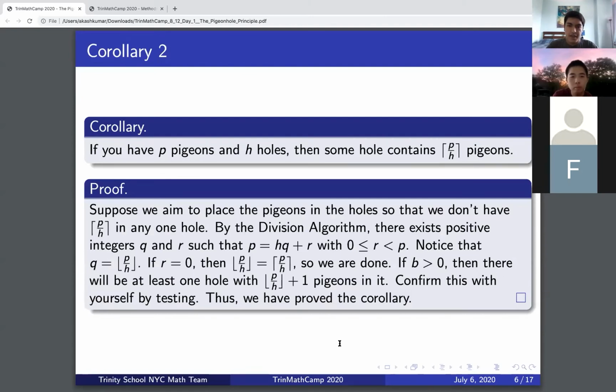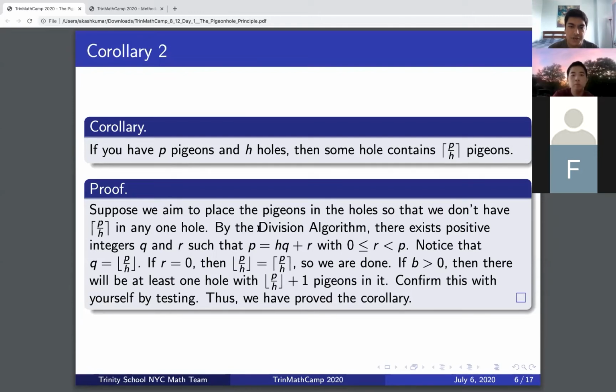And generally speaking, while the proofs are definitely great to understand, we do want to stress that it is more important that you focus on the problems, I think. So this proof might be a little complex, but I'll walk us through it. We're trying to place the pigeons in the holes so that we don't have the ceiling of P over H in any one hole. So again, this is that same kind of idea from before where we assume the opposite and then end up getting to something that's wrong. We're going to go about this process in an attempt to not find this hole, but then we'll show no matter what, we end up having that hole.